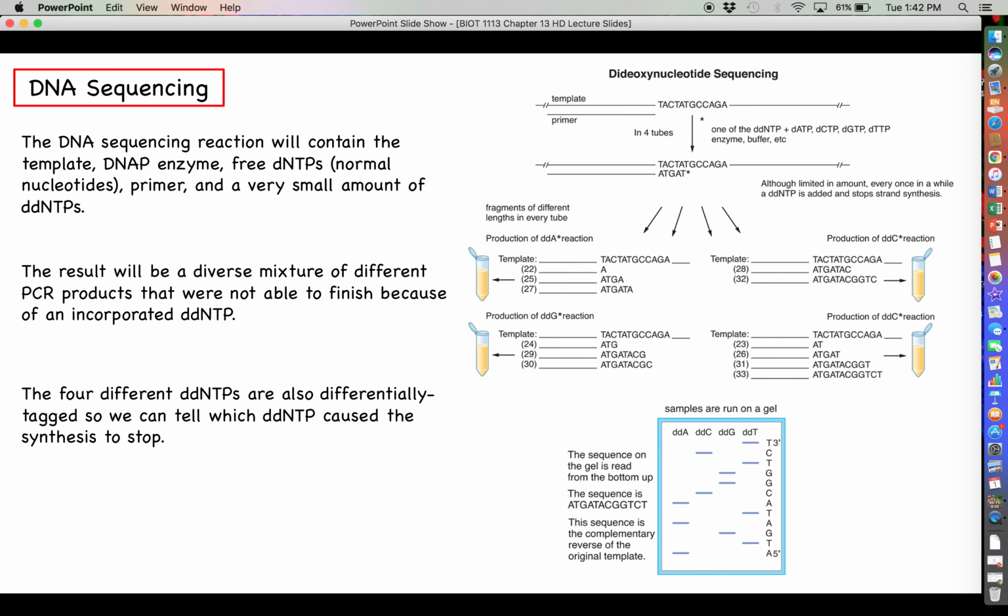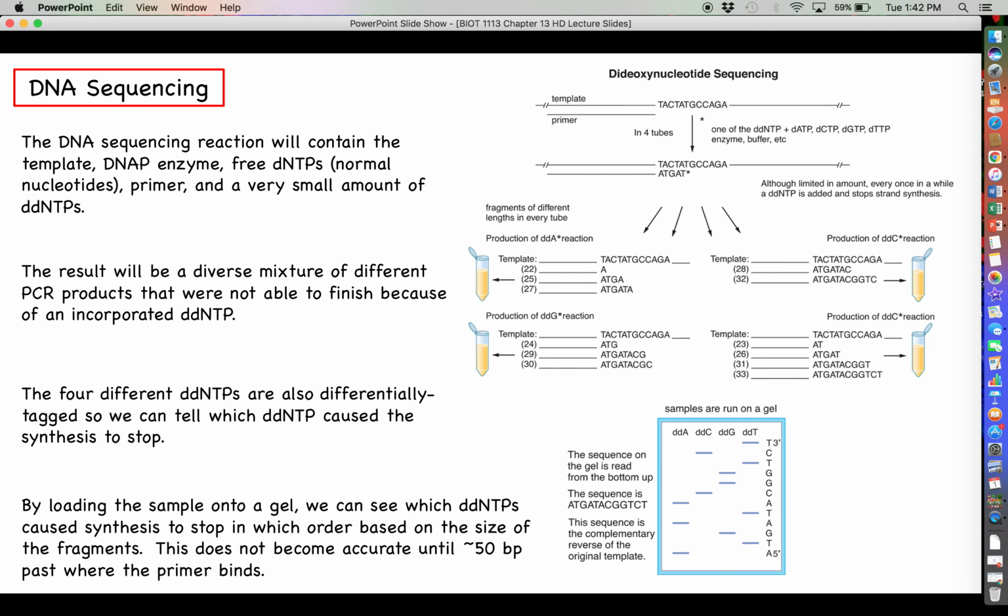So the 4 different dideoxynucleotides that correspond to adenine, thymine, cytosine, and guanine are also going to be differentially tagged with different, usually fluorophoric substances that will allow us to determine which one of those dideoxynucleotides caused the synthesis to stop. So we'll know exactly whether an adenine was supposed to go here, a thymine was supposed to go here, et cetera, et cetera.